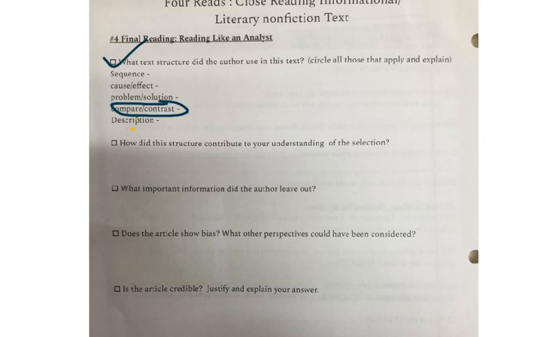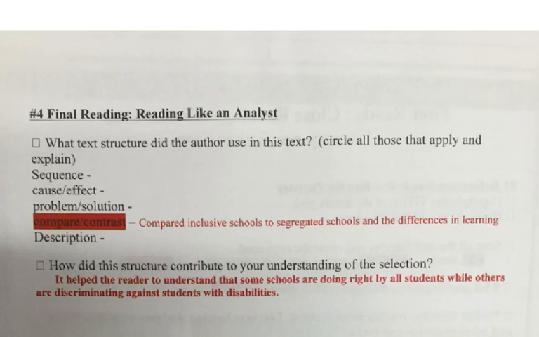All right, our next task underneath section 4, how does this structure contribute to your understanding of the selection? Well, I kind of feel like we just talked about that. The compare and contrast allows you to see what some schools are doing and what some schools are not. As you can see here, I typed out the answer that it helped the reader to understand that some schools are doing right by all students while others are discriminating against students with disabilities. So as long as you have something like that, I think you're good to go. If you want to pause the video and write that down, you are more than welcome to do so.